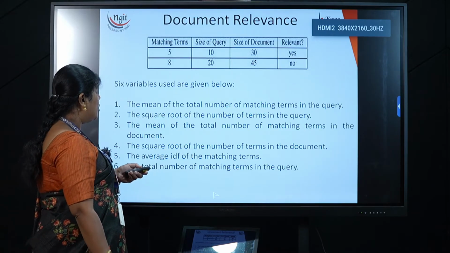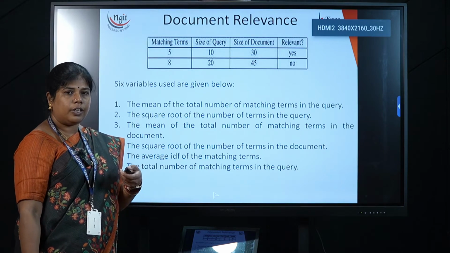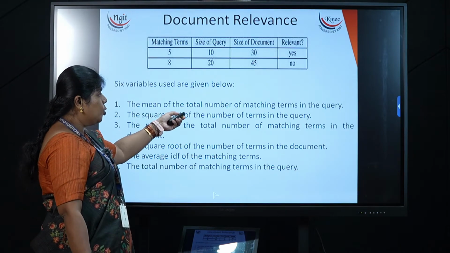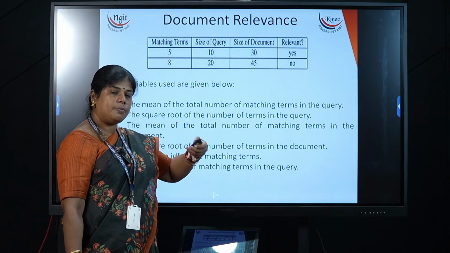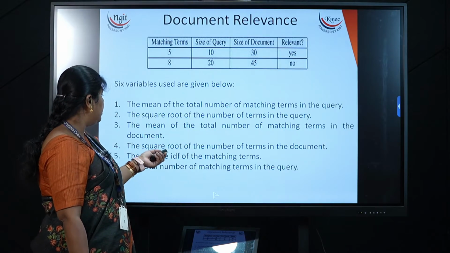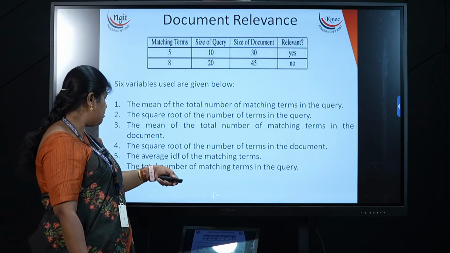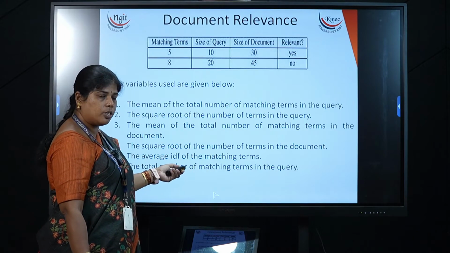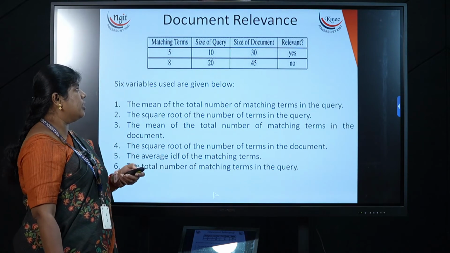So what values should you consider when analyzing your retrieved document using the regression technique? The mean of the total number of matching terms in your query, the square root of the number of terms in your query, the mean of the total number of matching terms in the document, the square root of the number of terms in your document, the average of matching terms, and the total number of matching terms in the query. So these are the 6 points used for analyzing your retrieved document using the regression technique.